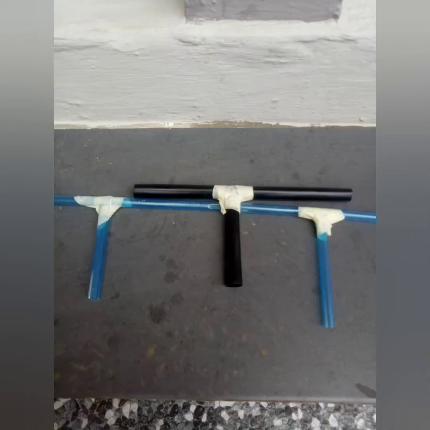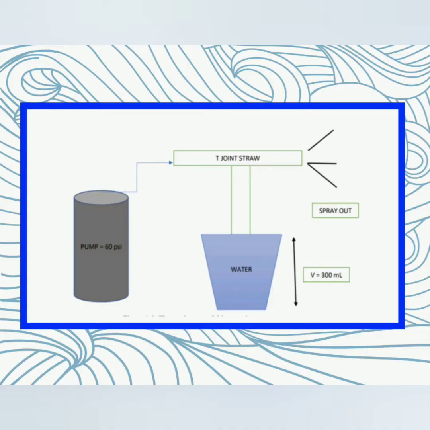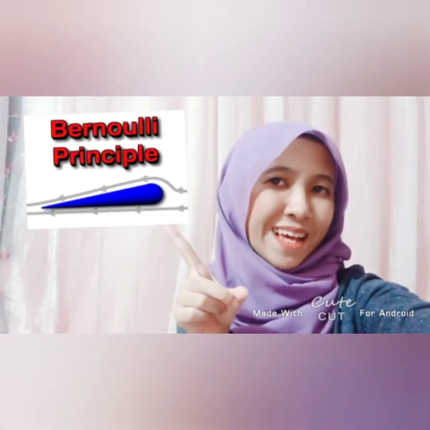The length of the straw also should not be too long. If the straw is too long, it will increase in height. As the height increases, it requires a lot of pressure to make the water rise up. So, in order to make our atomizer successful, the Bernoulli principle must be applied.